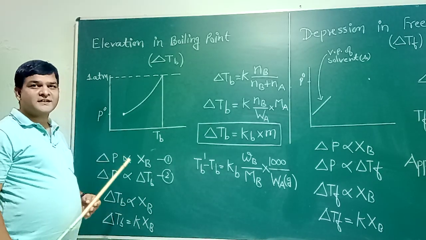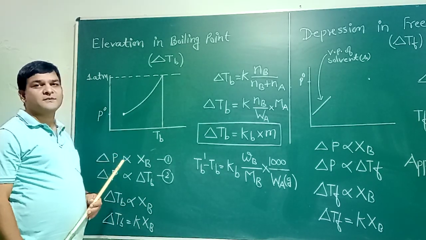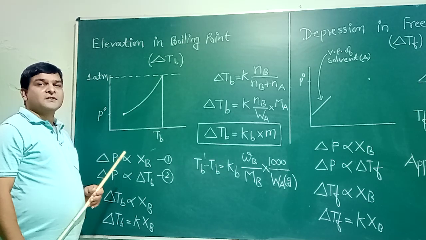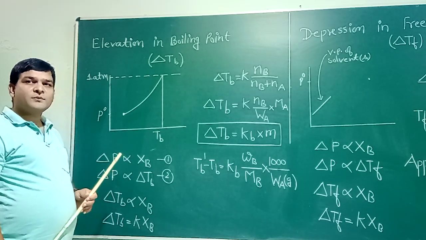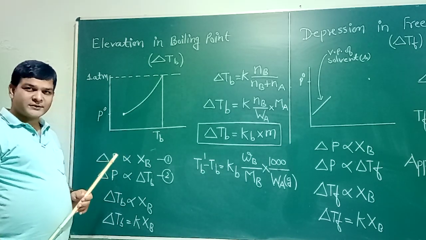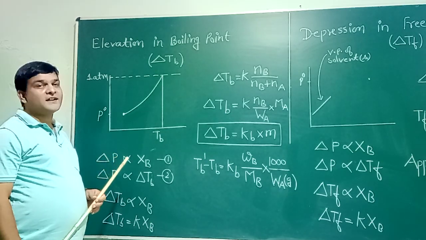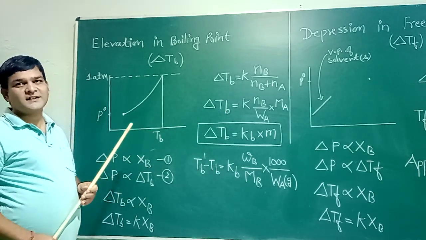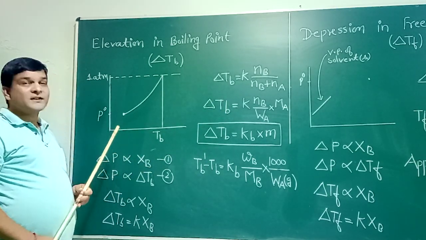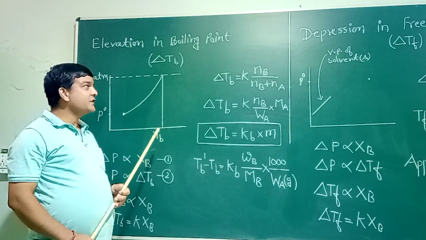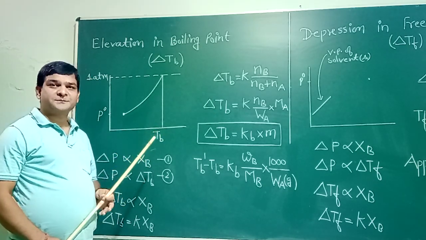Hello students, in another class of chapter number 1, that is solution. So far we have discussed the first colligative property, that is lowering in vapor pressure. This is the second and third colligative property you can see in front of you. The second colligative property is elevation in boiling point.